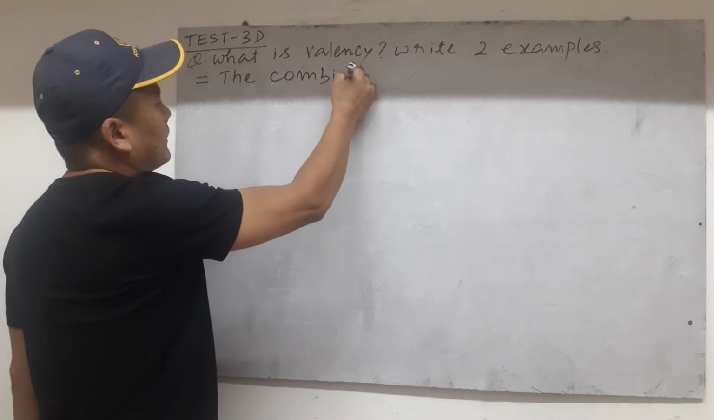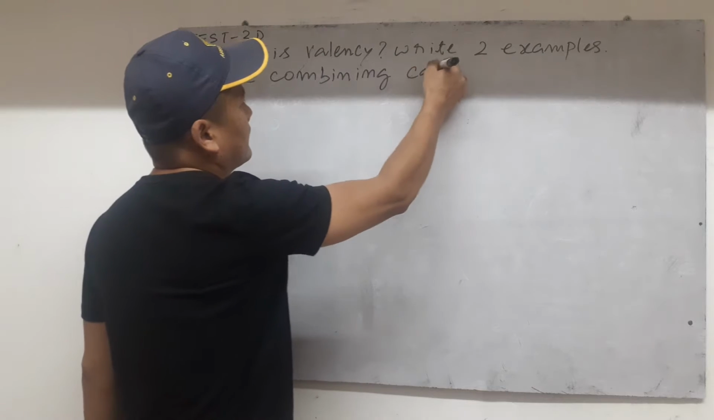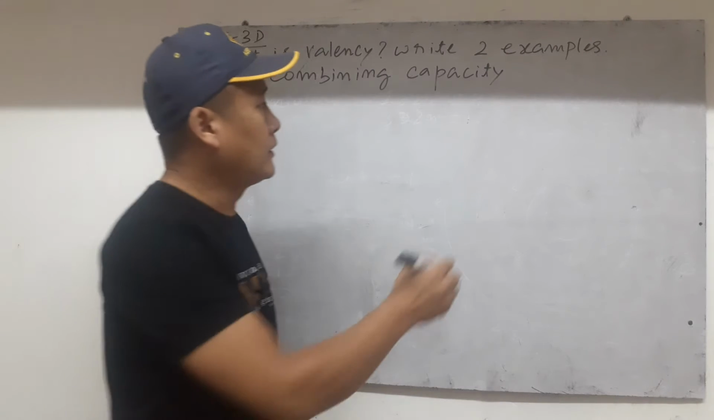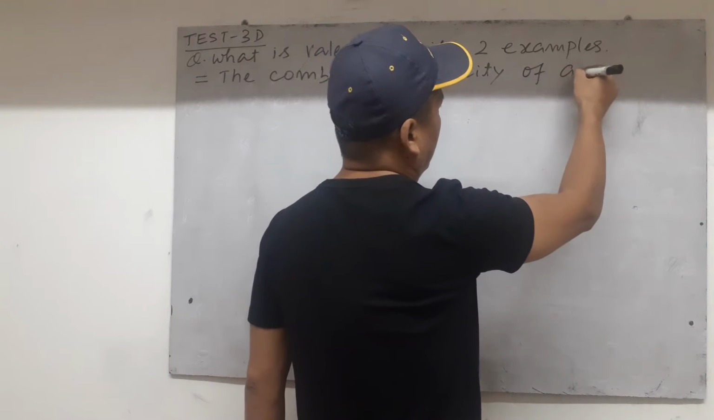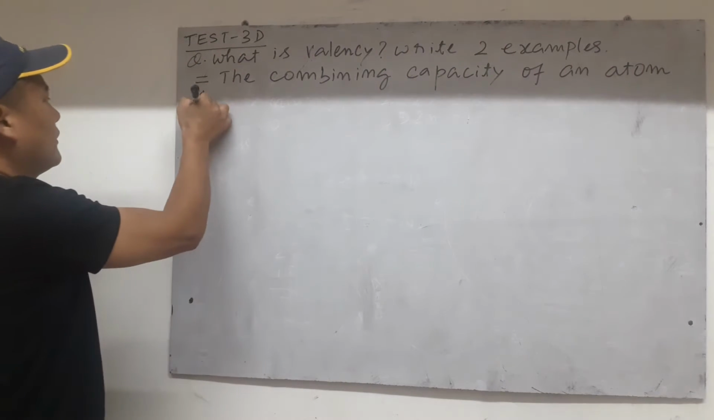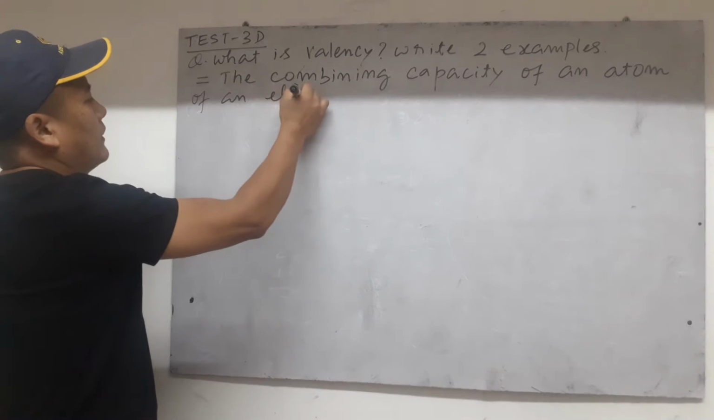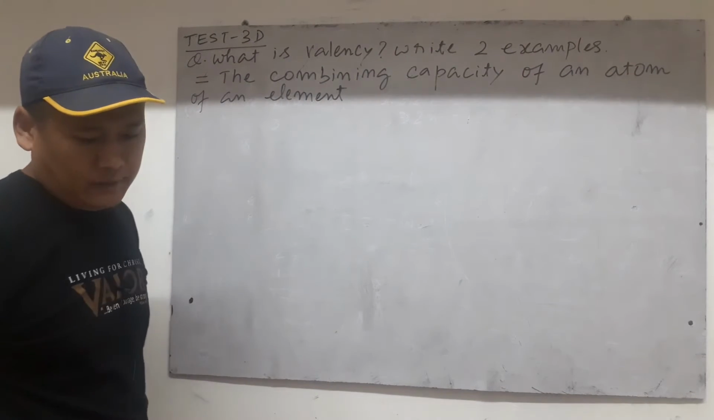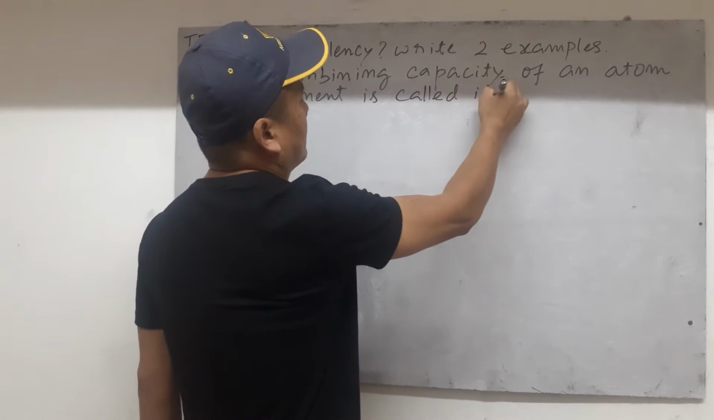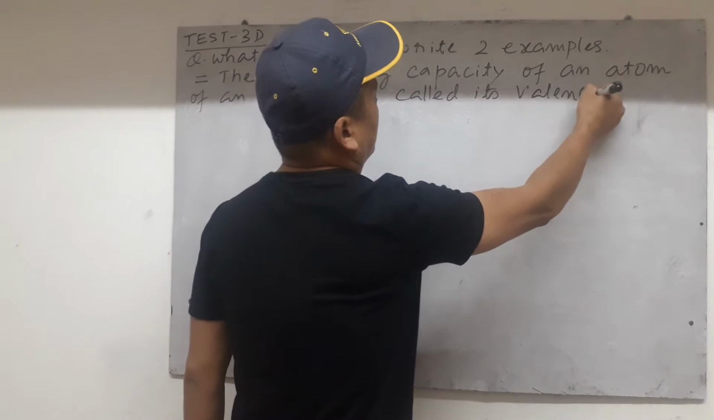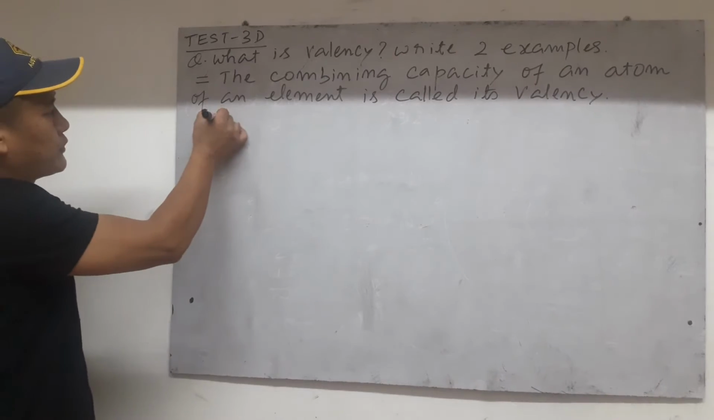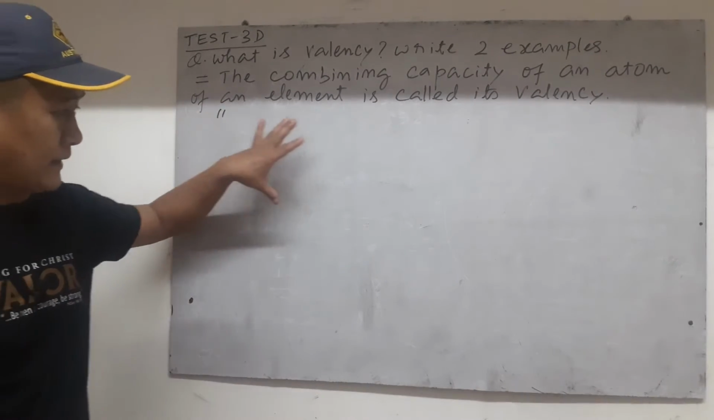In simple terms, the combining capacity of an atom, of an element, combining capacity of an atom, that means any atom of any element, is called its valency. So that is the simple definition of valency. But with this type of definition, it's hard to understand. So let us go deeper, and the more proper definition which will make us understand better will be the next one.